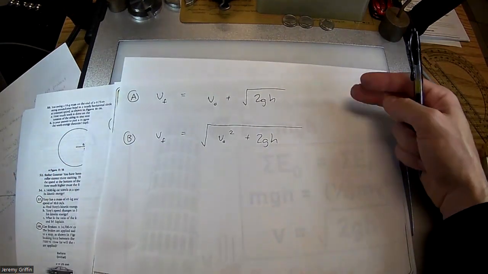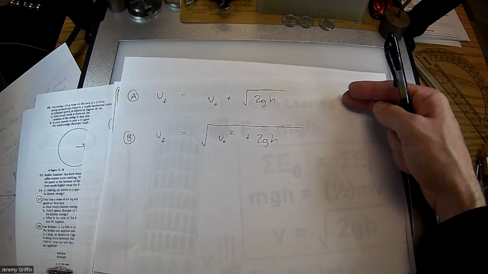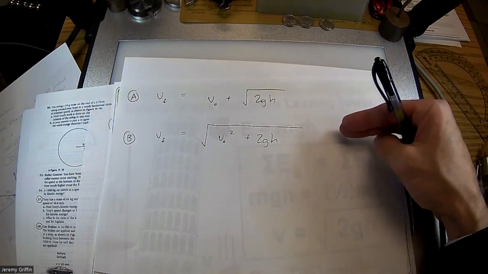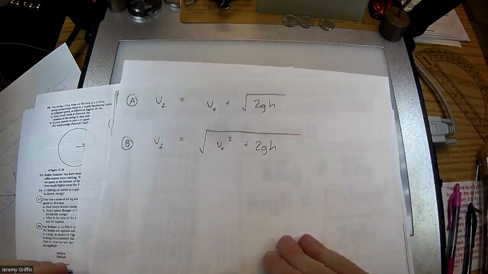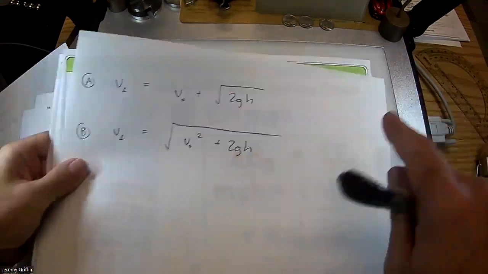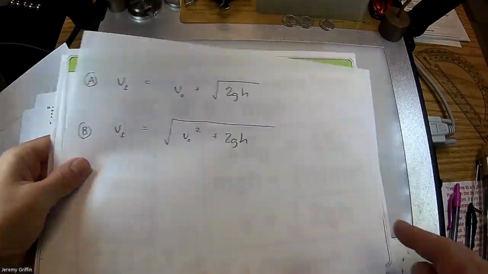Show hands. How many guys think the correct version is option A? Who thinks that? Nobody says that. How many guys say option B? That's everybody, right? So if you set up this conservation of energy right here and solve for this v final, it always ends up being option B.